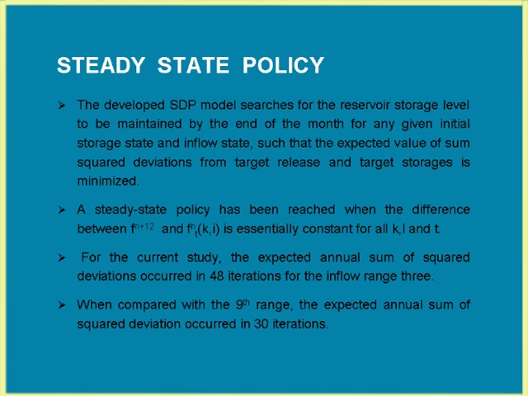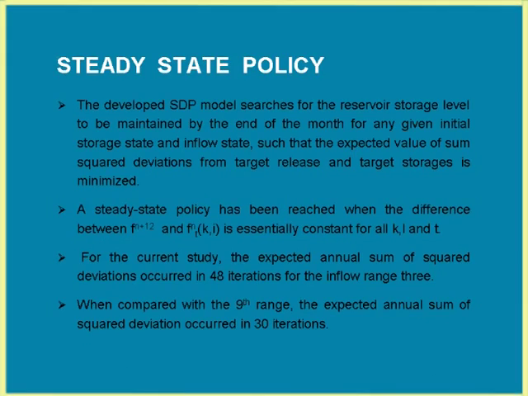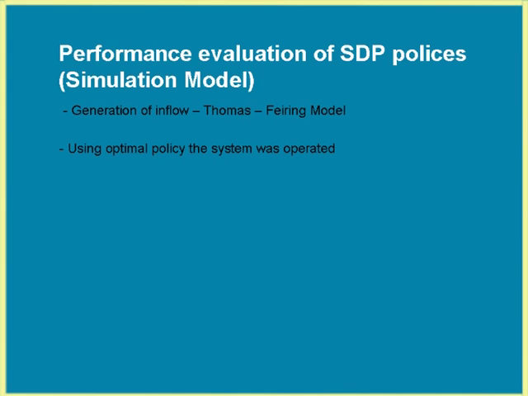And for the current study, the expected annual sum of squared deviation converged in 48 iterations. That means it is solving or keeping the RAM in the matrix of maximum 9 by 9, 48 times. And for the ninth range, since it is a wider range, the convergence occurred at a faster rate, within 30 iterations. Then for the performance evaluation, we again used the Thomas Fiering model and studied the performance of this model.